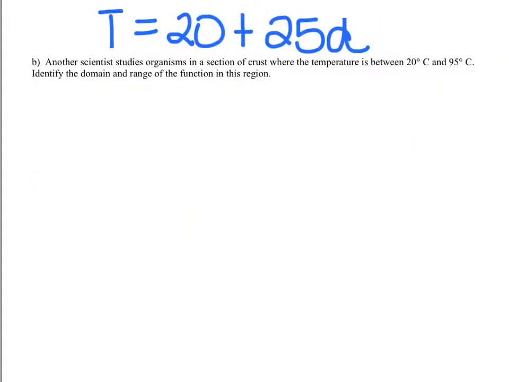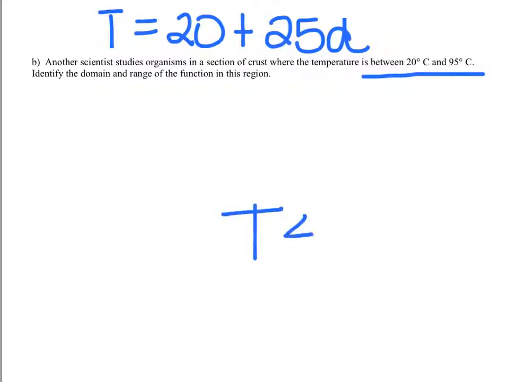In the previous example, they pretty much had given us the domain. They told us that the scientist was planning on drilling between 0 and 4 kilometers. And this time they're telling us that the scientist is planning on going between 20 and 95 degrees. So this time they're telling us about the temperature. So they're really telling us the range.